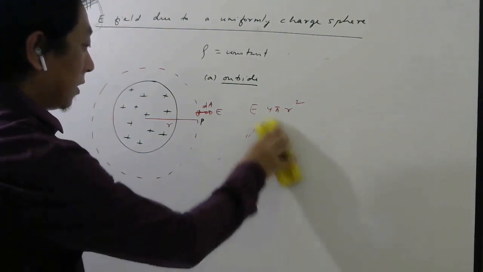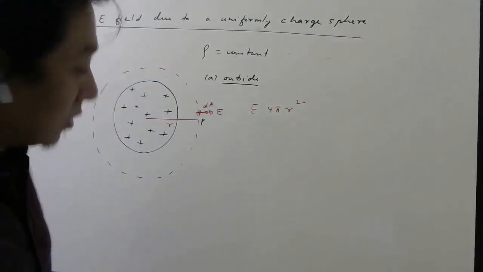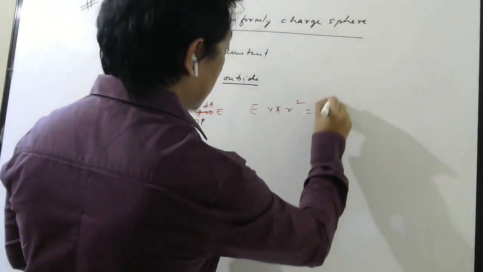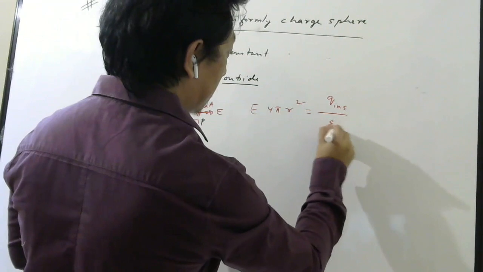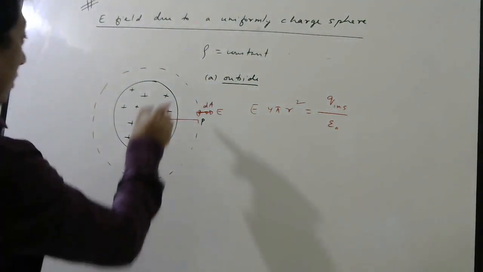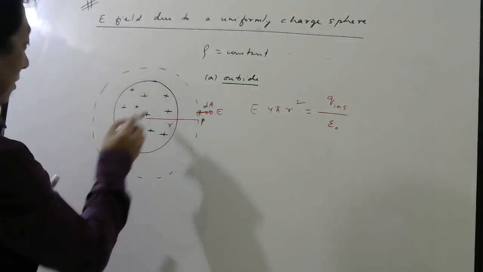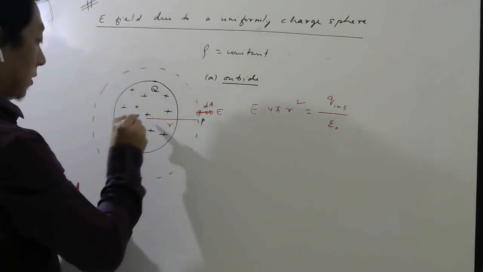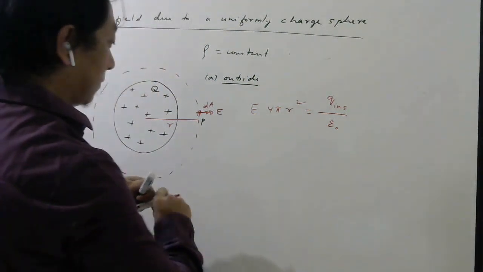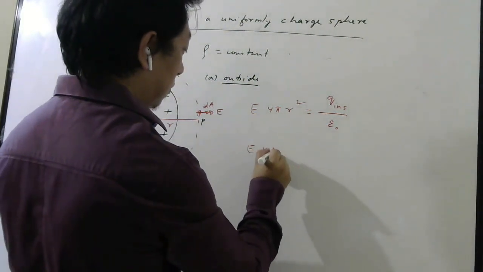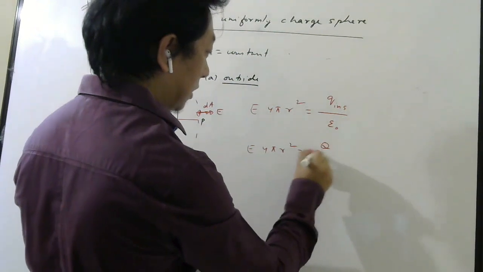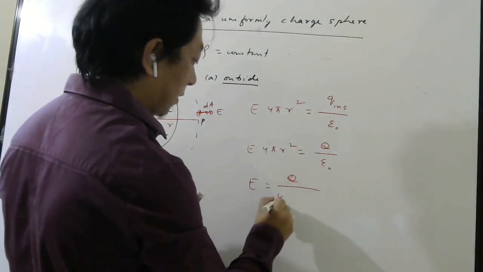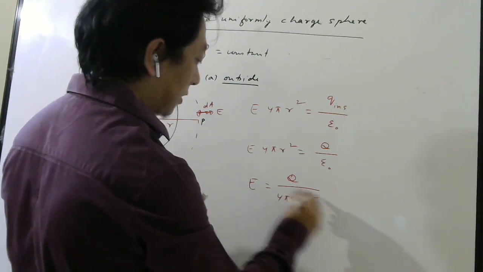So this is the electric flux through this Gaussian surface. According to Gauss law, that should be equal to charge inside divided by epsilon naught. Now what is the charge inside this? The charge inside this is the total charge. So let me say total charge is Q. Then I can write here E into 4 pi r square equals total charge divided by epsilon naught. So E will be Q divided by 4 pi epsilon naught r square.